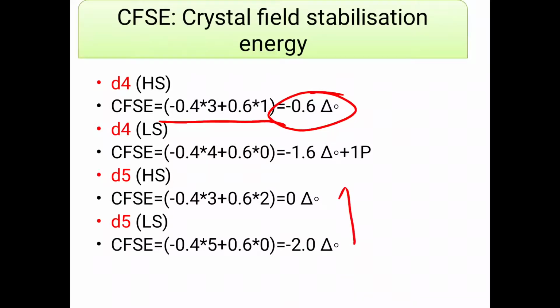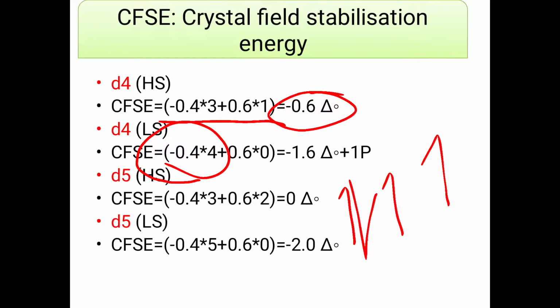That is, they pair 1, 1, 1, and the fourth one will pair down. So that is why minus 0.4 into 4 plus 0.6 into 0. If you do not write that, it also doesn't matter. What is important is minus 0.4 into 4, which will give you minus 1.6 delta O, plus this one pairing. Fine.